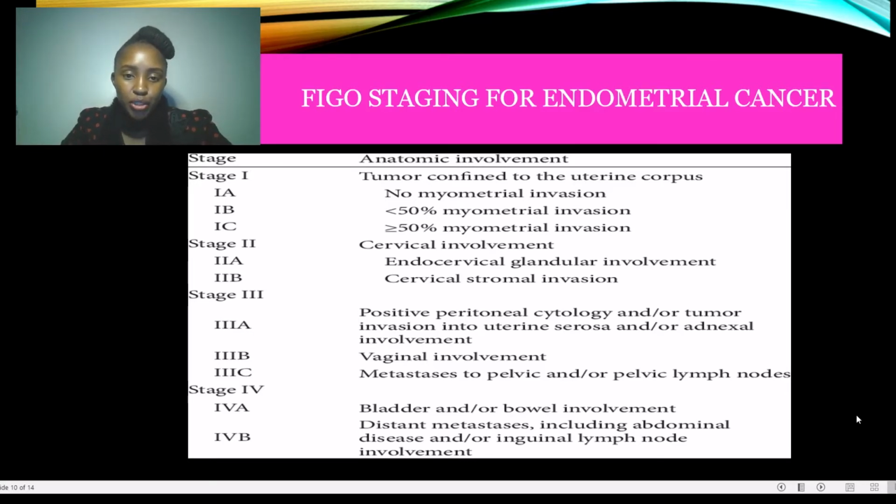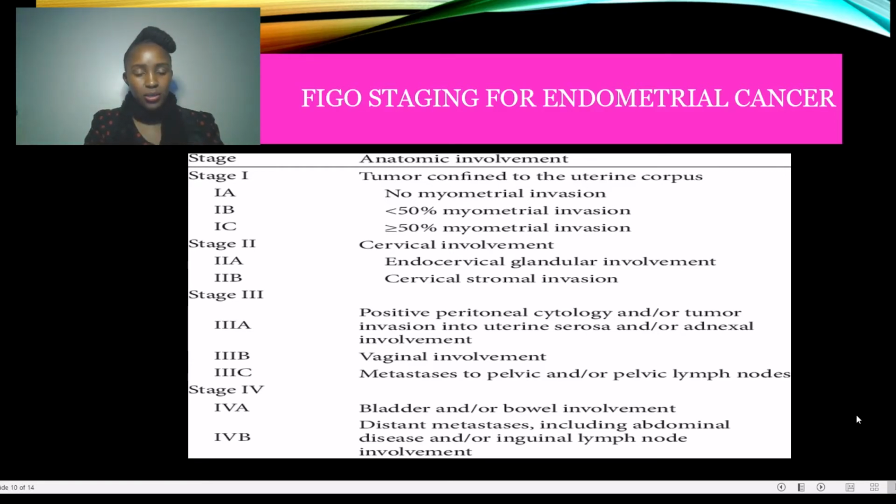So beginning with stage 1, the tumor is confined in the uterine corpus, and in 1A there is no myometrial invasion. In 1B there is less than 50% myometrial invasion, while in 1C there is more than 50% myometrial invasion. This means that the tumor is in the endometrial tissue or the lining, but then it has also invaded the myometrium.